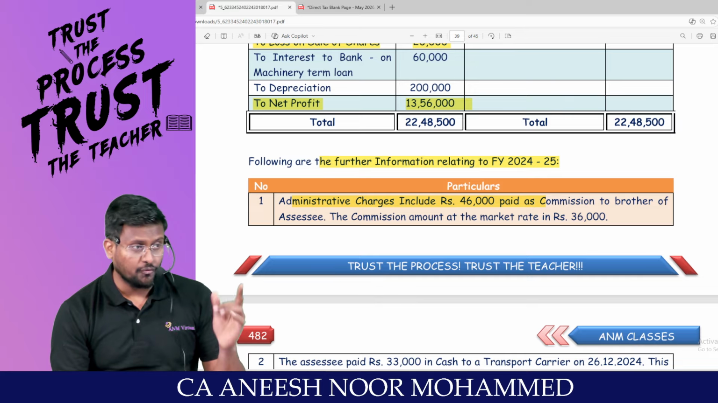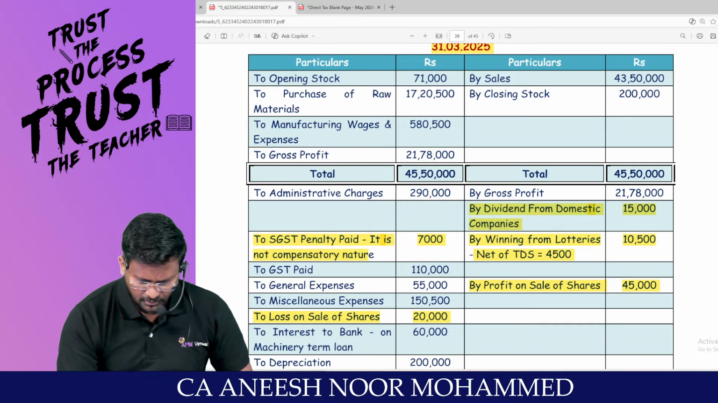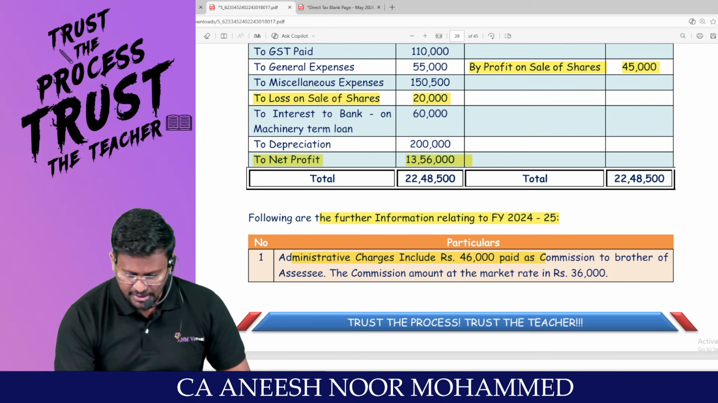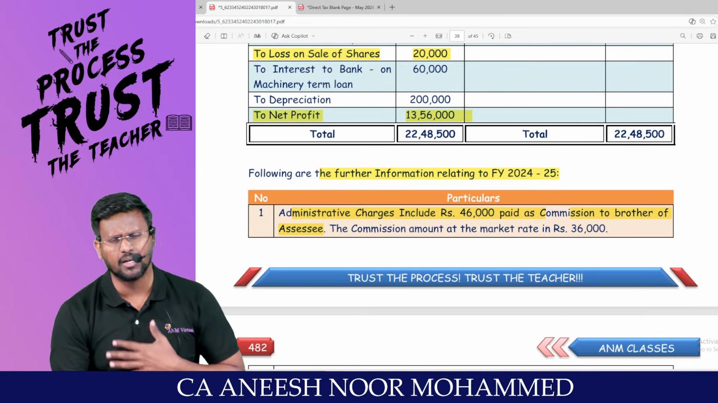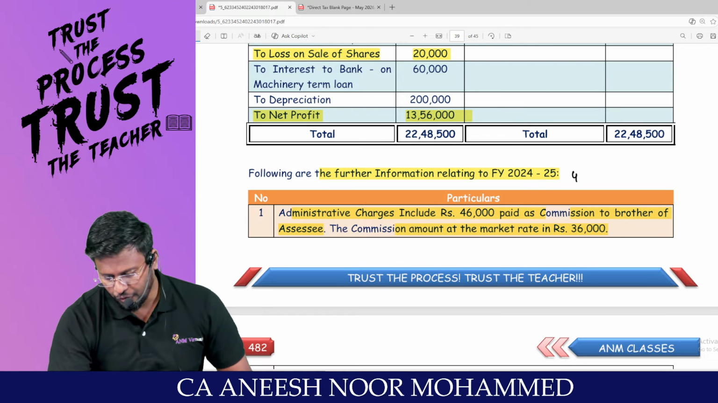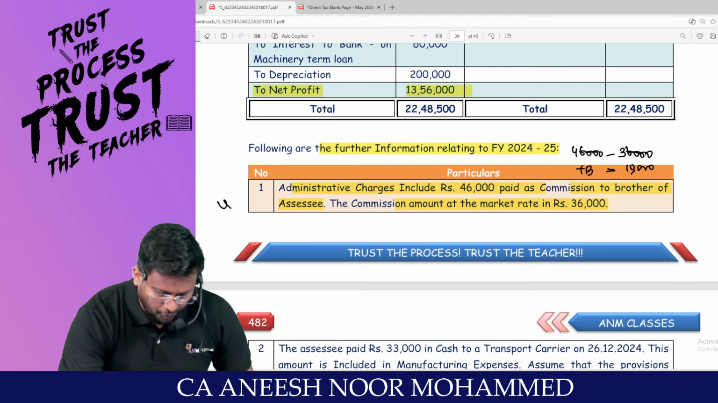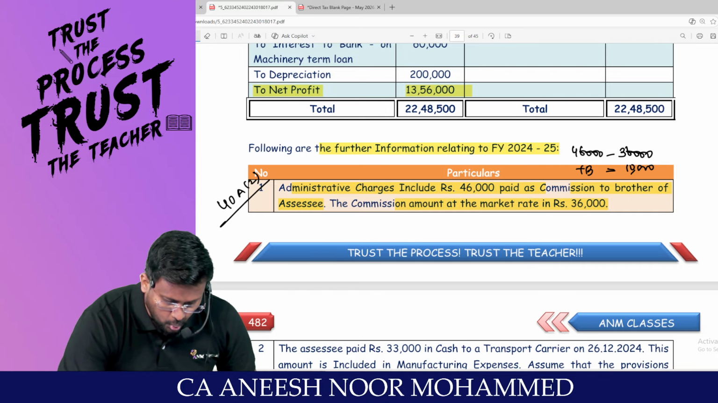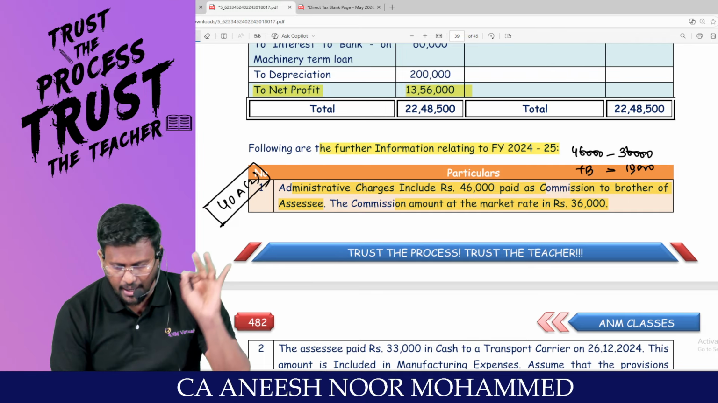Administrative charges include 46,000. That means inside the administrative charges of 2,90,000, this includes 46,000 paid as commission to the brother of the assessee. Is brother a related party? Commission amount at the market rate is 36,000, so 46,000 minus 36,000, 10,000 should be added back, as per 40A subsection 2, related party transaction. Out of 15 marks, 1 mark will be there for adding back 10,000.